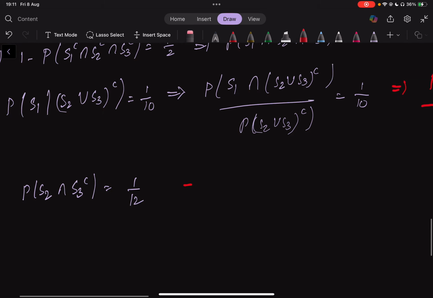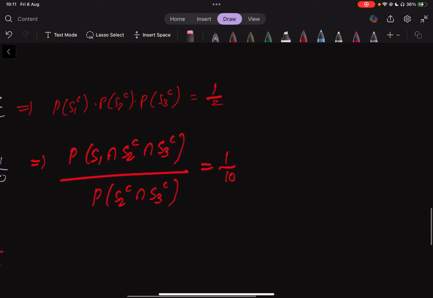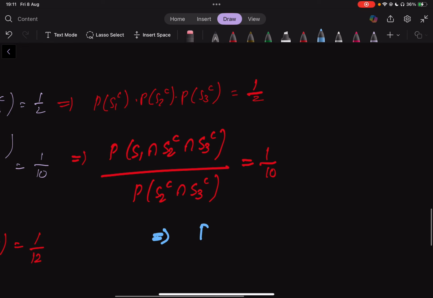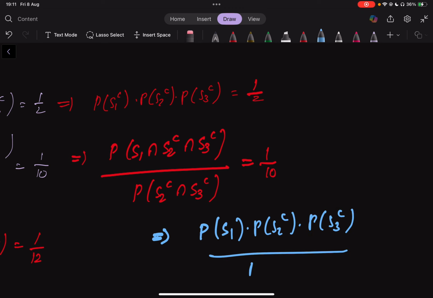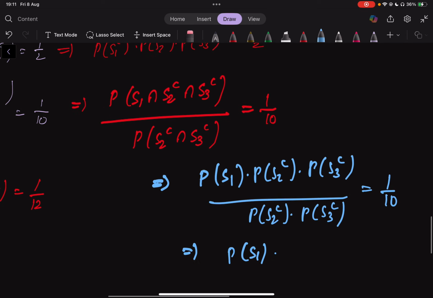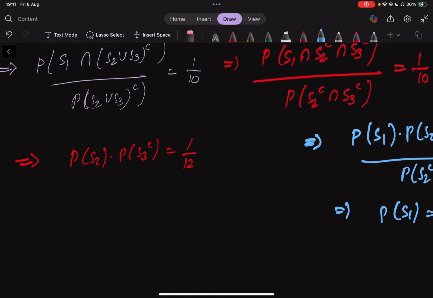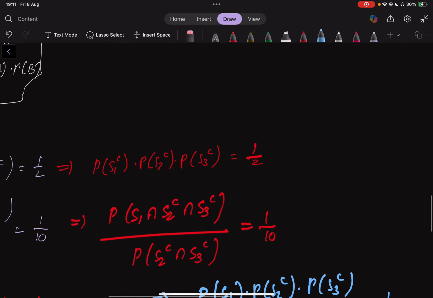And the third equation says the probability of S2 into the probability of S3 complement is 1 by 12. If we solve the second equation, this is the probability of S1 into the probability of S2 complement into the probability of S3 complement, divided by the probability of S2 complement into the probability of S3 complement. So we are getting the probability of S1 as 1 by 10.